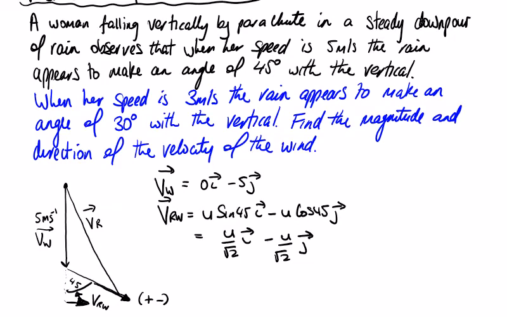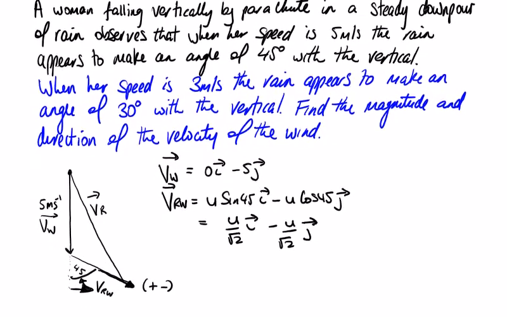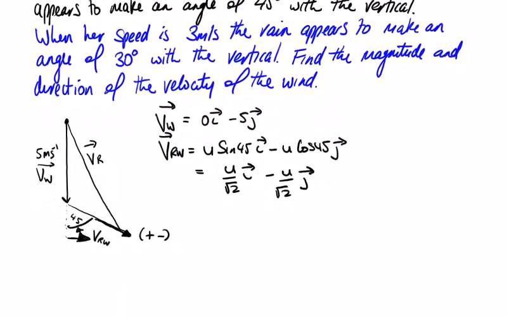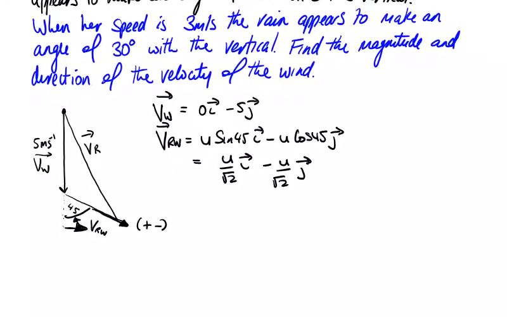Let's have a look at the blue part here. When her speed is 3 meters per second, the rain appears to make an angle of 30 degrees with the vertical. Find the magnitude and direction of the velocity of the wind. Okay, let's look at the blue. Let's do a blue diagram. She's falling this time. Let's try and do a straight line. She's falling at 3 meters per second down this way.